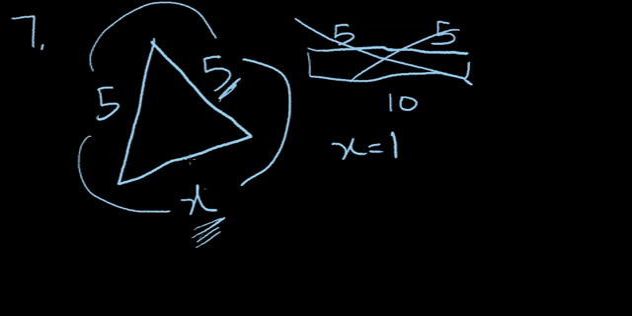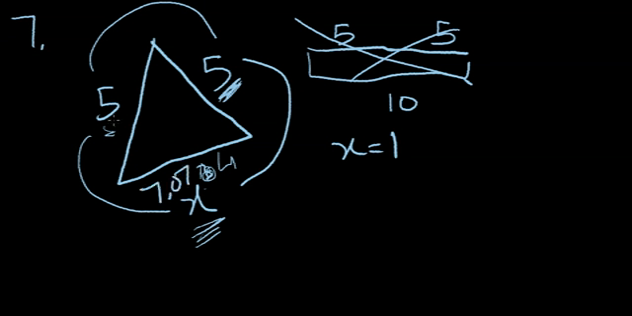B is 3. 3 is also the same thing. 5 plus 3 equals 8, which is greater than 5. 5 plus 5, 10, greater than 3. C is 4. Again, it's going to happen because you just add it up and see that they're always greater than the third side. D, square root of 50, which is approximately 7.07.